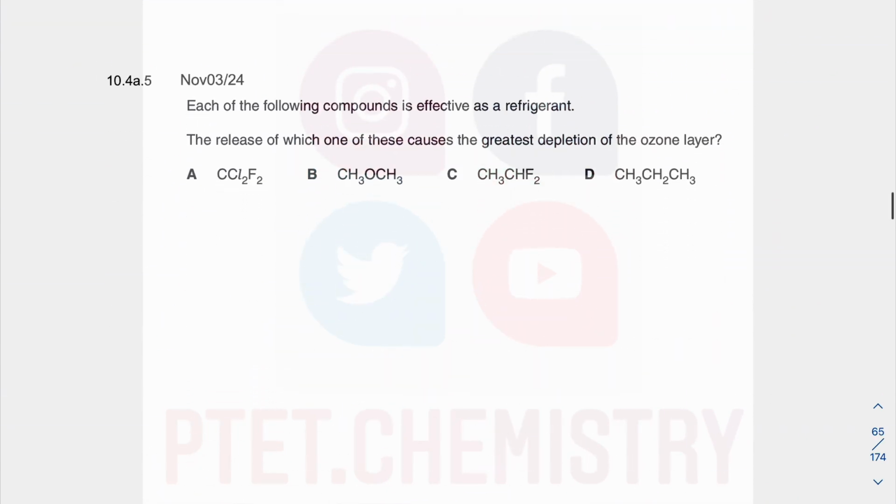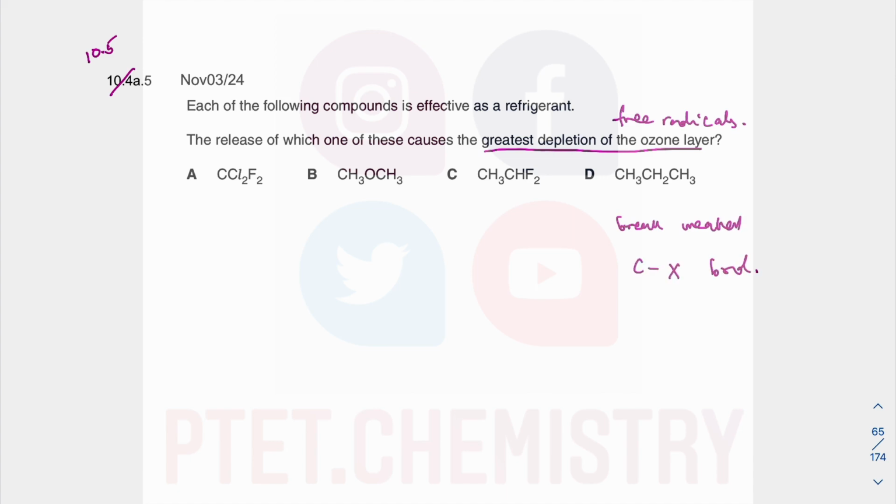So this is the last question of this halogenoalkane series, category 10.5. The release of which of these gases causes the greatest depletion of ozone layer? Okay, so we know free radicals can deplete ozone layer. So how can you get free radical from these? You must break the weakest carbon halogen bond.